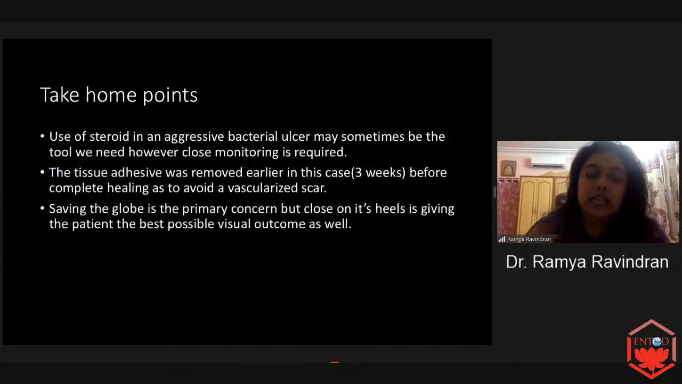And this case taught me a couple of things. One is that even though steroid is a double-edged sword, sometimes in aggressive bacterial ulcers where the immune component is very strong, you may need to use it to stop the inflammatory part of the ulcer. The tissue adhesive was removed way earlier in this case than I normally would because I did not want to have a vascularized scar. And saving the globe is the primary concern in any infection, but very close on its heels is also to give the patient the best possible visual outcome as well.